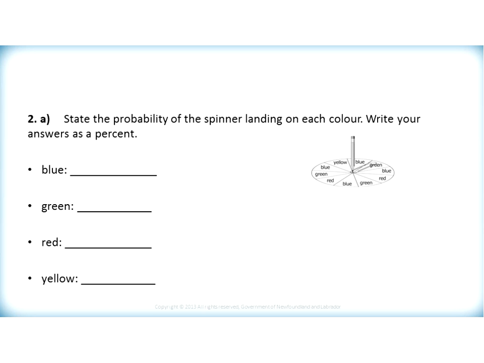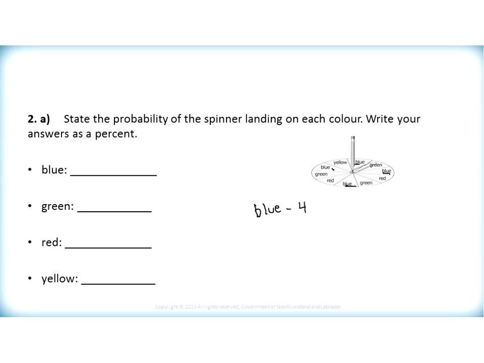In question 2, first we're going to look at probability. So we want to state the probability of the spinner landing on each color, and we're going to write our answers as a percent. Well, first off, we're going to look at how many ways can I get blue on this spinner. There's blue right here, blue right here, blue right here, and blue right here. So there are 4 different ways you can get a blue on that spinner.